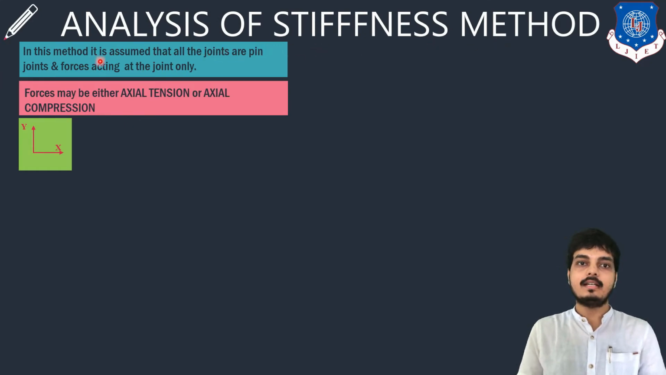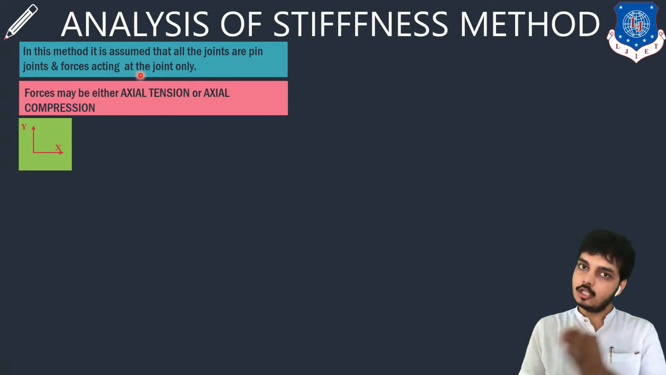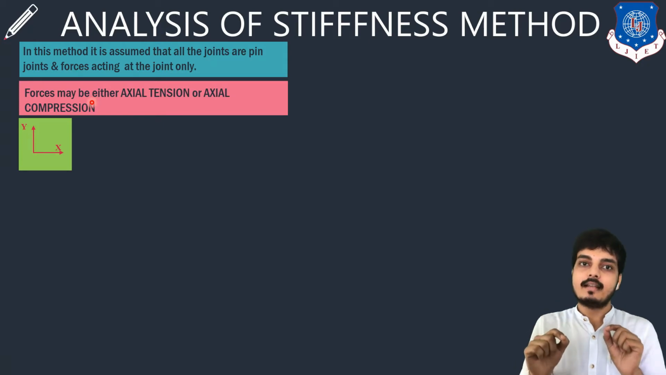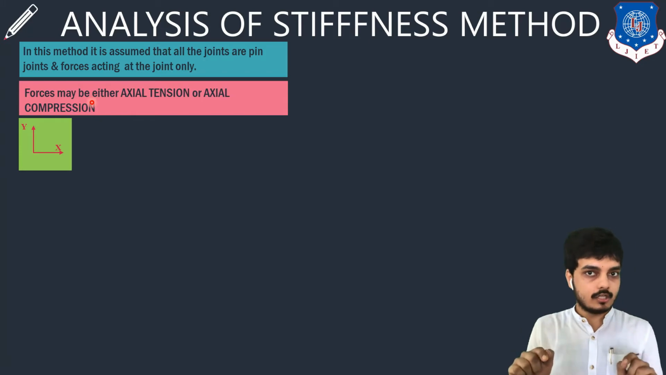Now, in this method, it has been assumed that all the joints are pin joints, means each and every joint, number of joints are there. We have to assume as a pin joint, means a simple support type of joint, and forces acting at that particular joint only, and not in between in the member. Means if we assume a triangle kind of truss, then all the three joints will be considered as a pin joint, and there will be force acting at that particular joints only and not in between of the member.